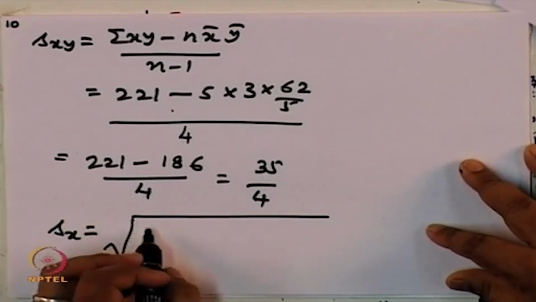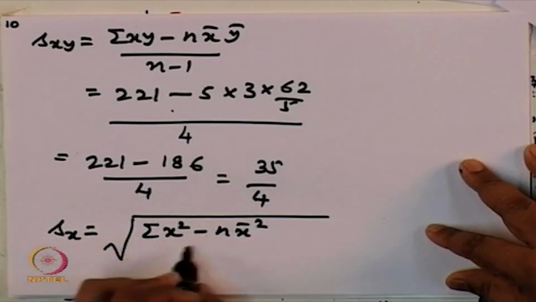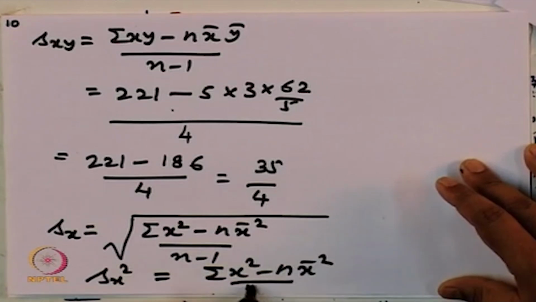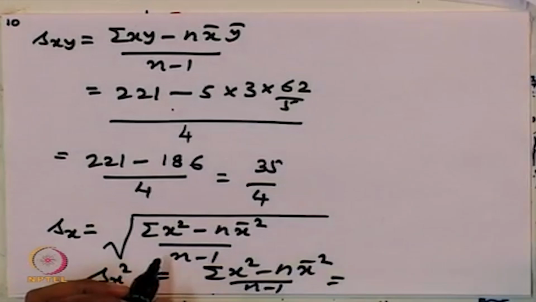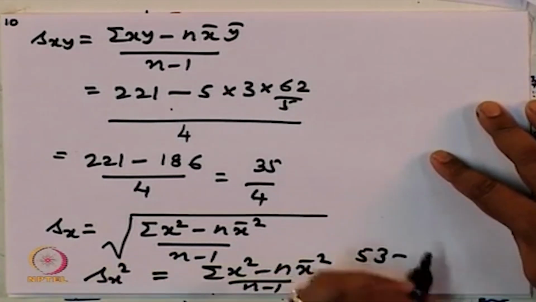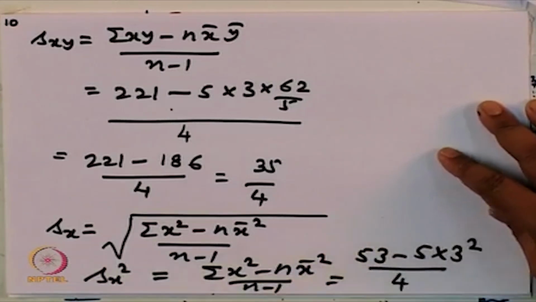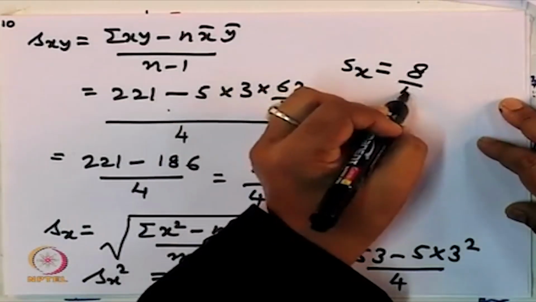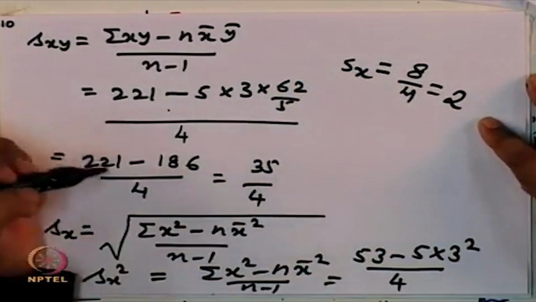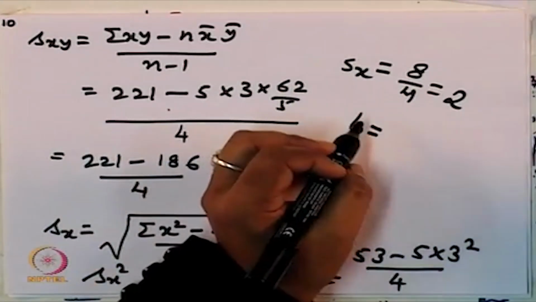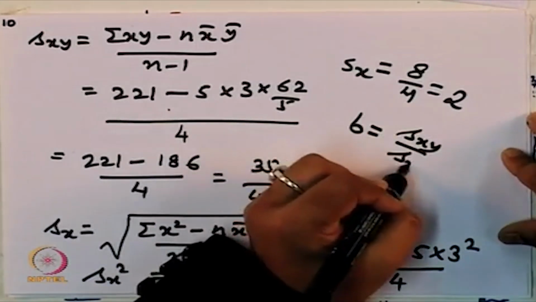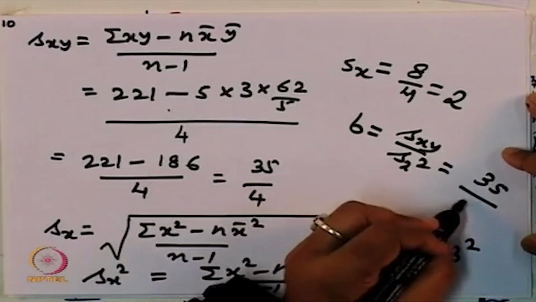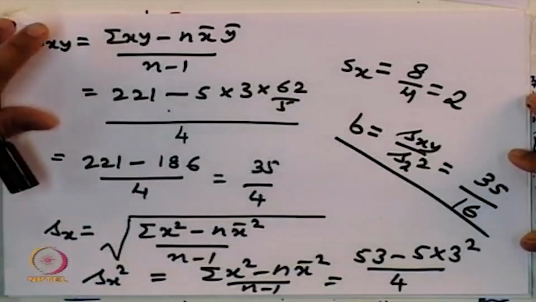And s x square will be summation x square minus n x bar square, by n minus 1. Summation x square we found out was 53 minus n, which is 5, into 3 square, by 4. So, s x square is 8 by 4, equal to 2. So, s x square is 2, s x y is 35 by 4, and my b comes out to be s x y by s x square, which is 35 by 4 into 4, so 35 by 16.